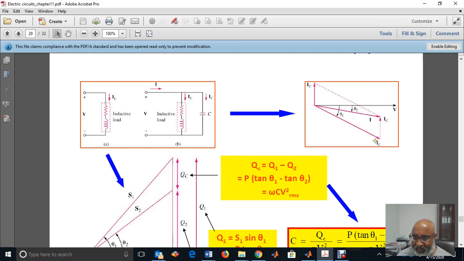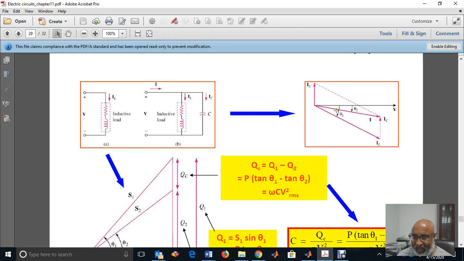Why? Because V leads IL. The voltage leads the load current IL here. So I have theta 1, then theta 2 smaller than theta 1. Now I apply this IC, the current IC. IC is this. So the addition of IL plus IC will give me the resultant vector I, which is after power factor correction. You see?